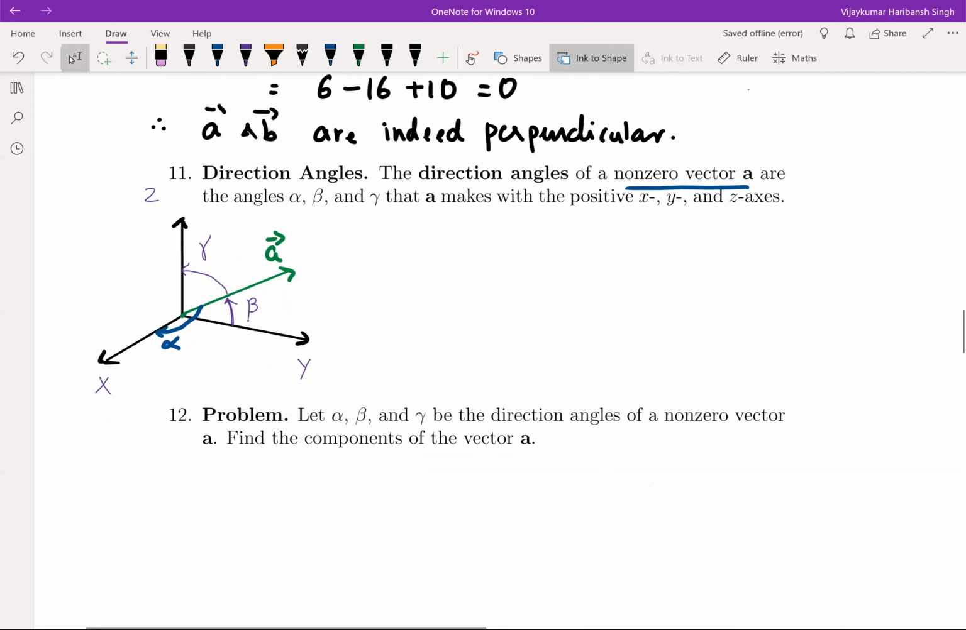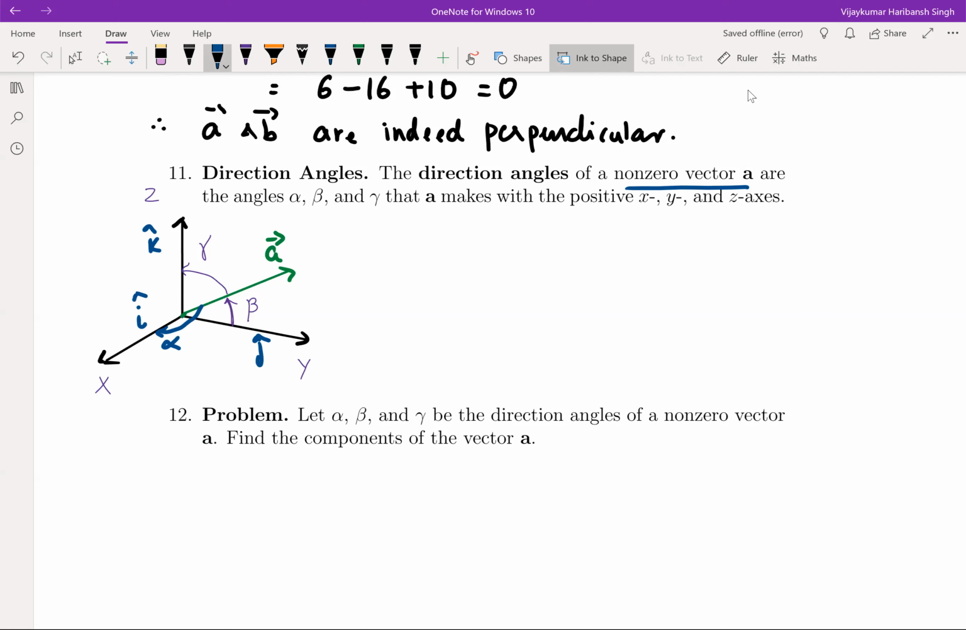Now, we need to find out, if I give you a vector A, is there a way to find it out? So how would we go about it? So let's take, so we know the vector, if I give you vector A, how can you find out alpha? So note that the unit vector along the x-axis is i, along the y-axis is j, along the z-axis is k. So let's find out what will be the alpha.